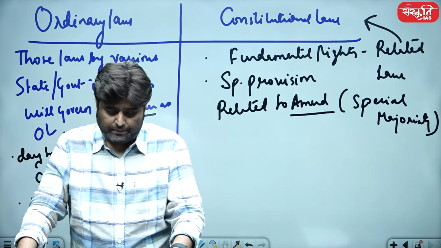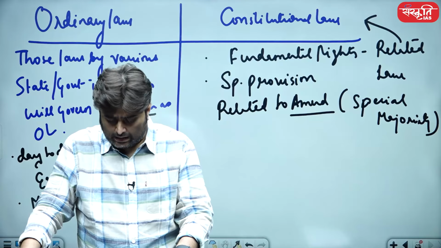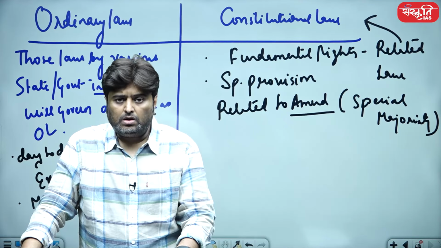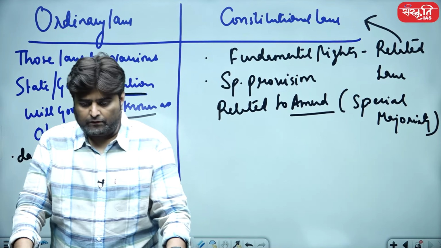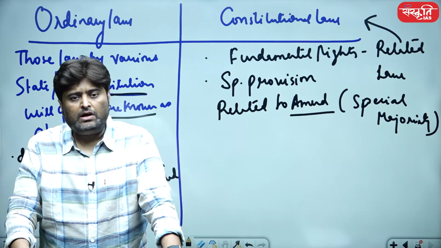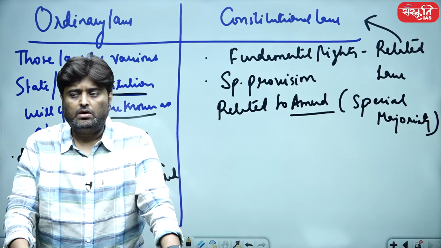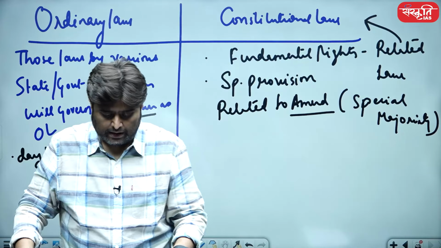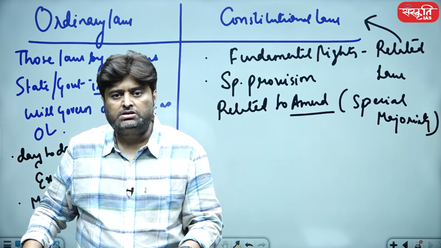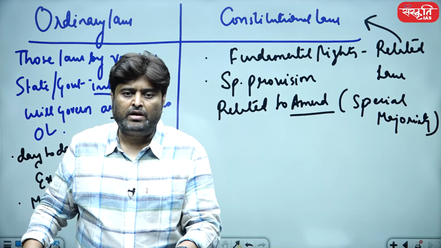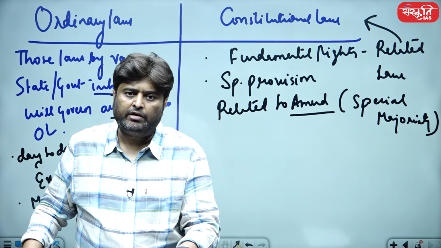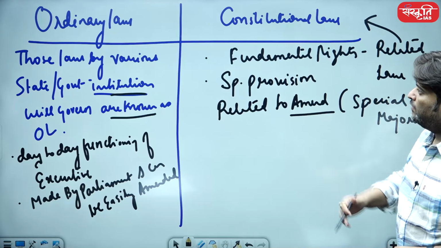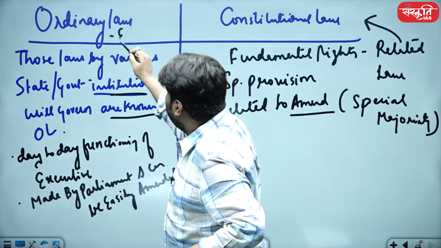Please write. If any ordinary law breaks any constitutional provision or is against constitutional values, then the judiciary may strike it down. And one more point that I want to write over here. Ordinary law is executed by a government officer.